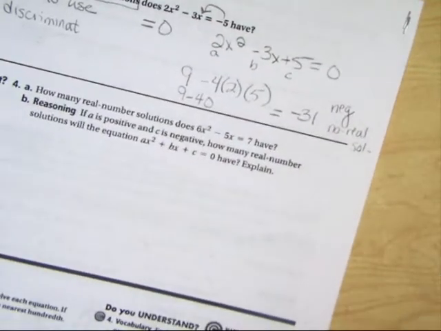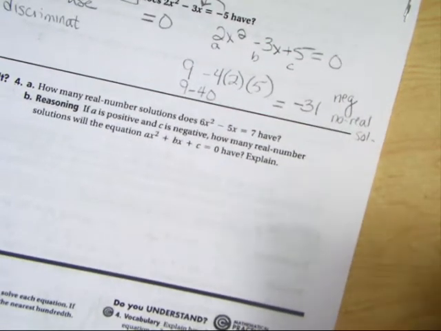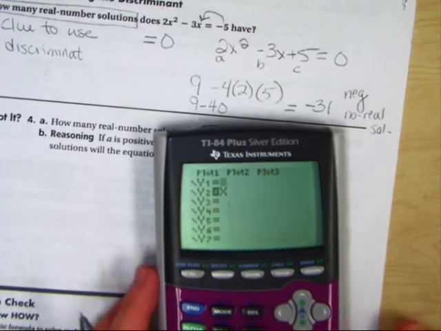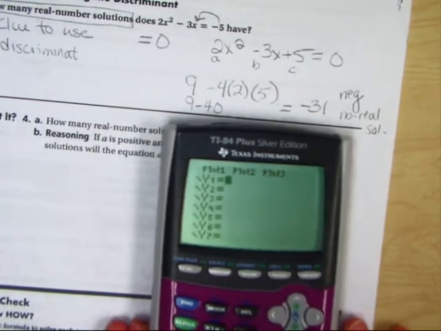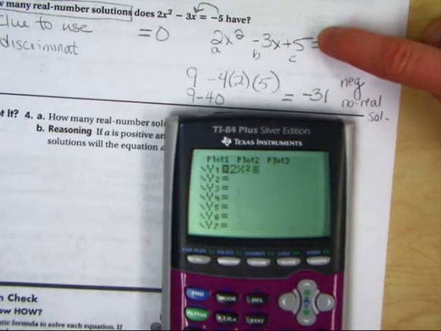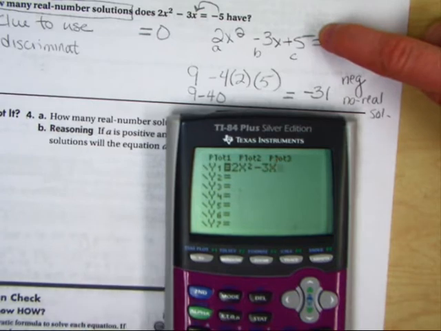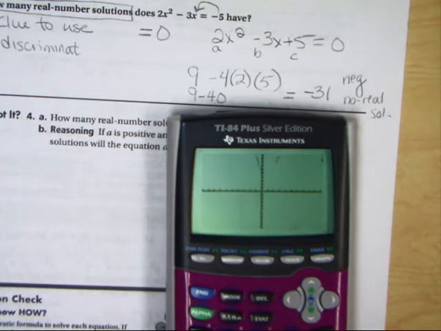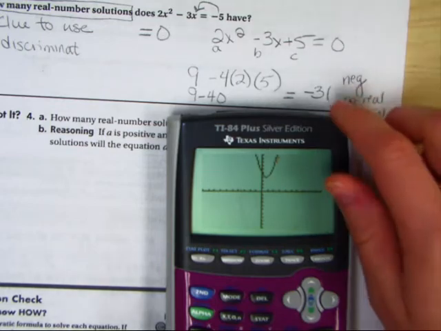Now let's see what that looks like on a graphing calculator. How can something have no real solutions? How could it never cross? Well, let's plug it in. I'm going to plug in this one right here: 2x squared minus 3x plus 5. Look at this graph. As it graphs, you can see that it never crosses your x-axis. That's why there are no real solutions.